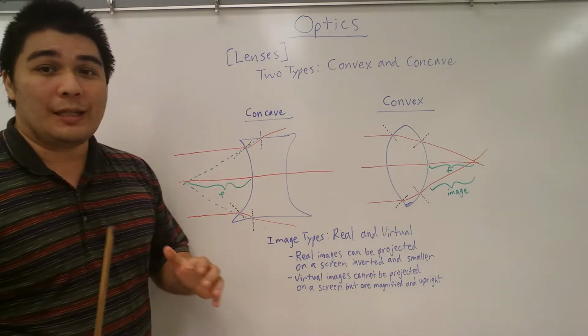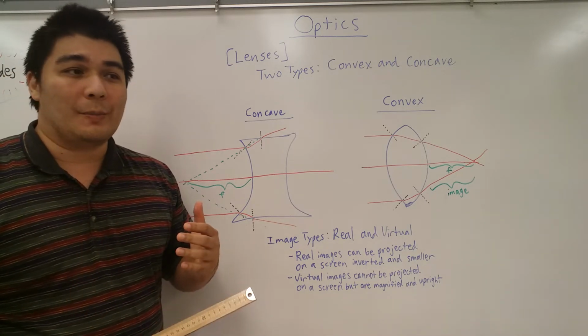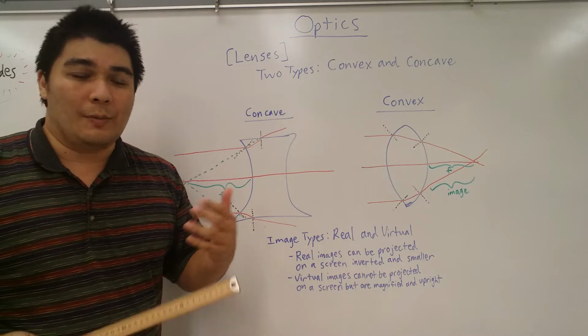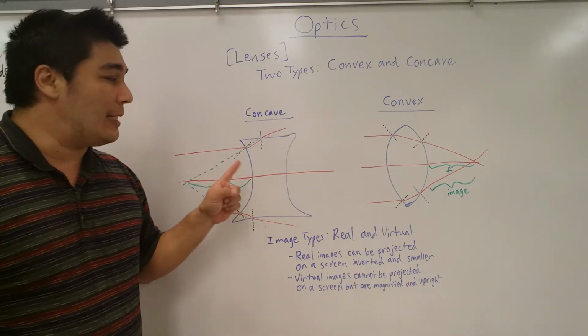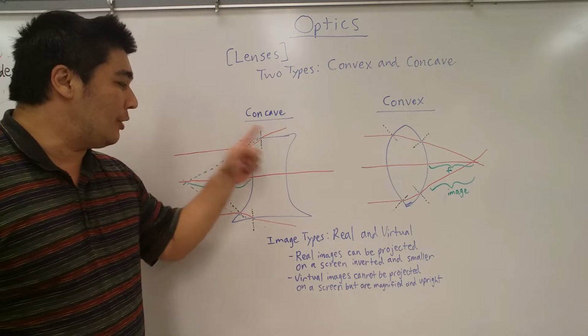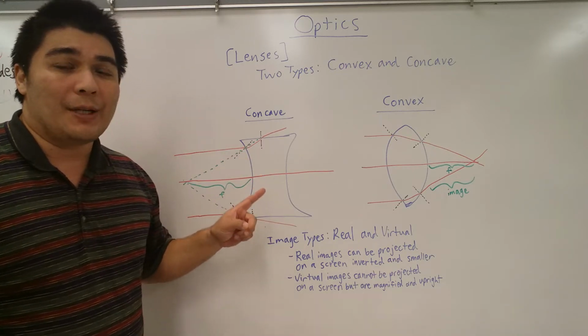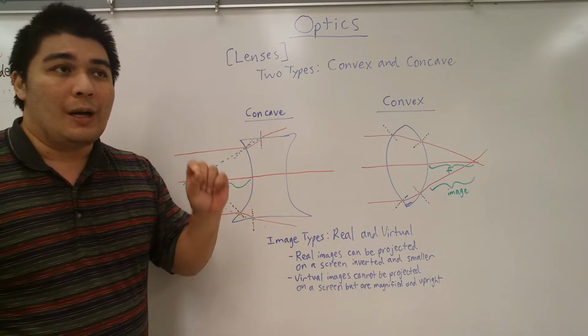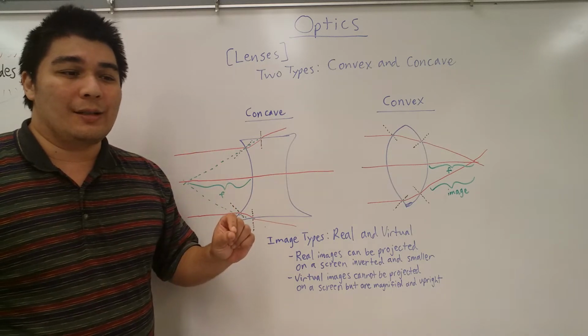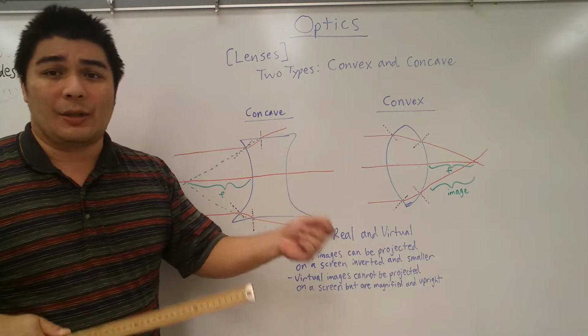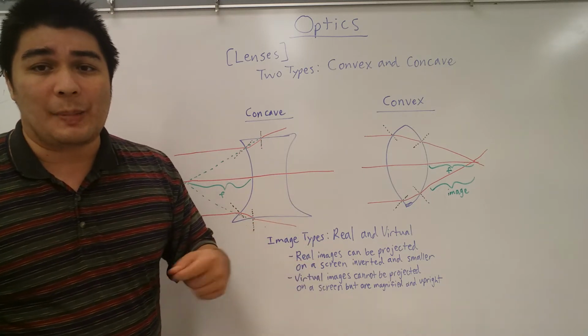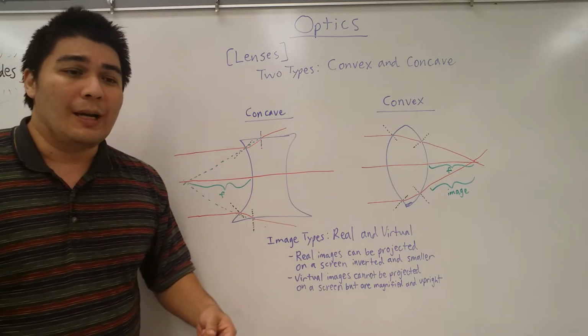Now, of course, these lenses will be viewed as much thinner when we do the actual math portion of this. But for this video, I did want to make sure that these lenses were a little bit thicker, because what I wanted to do was to show you why diverging lenses bend light the way they do, and why converging lenses bend light the way they do.